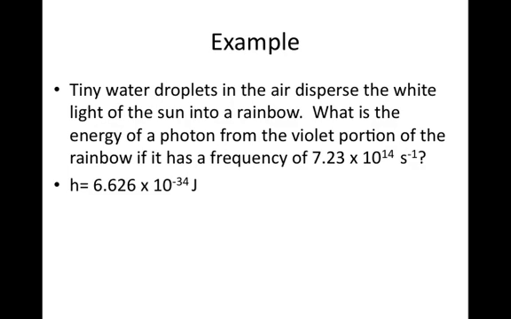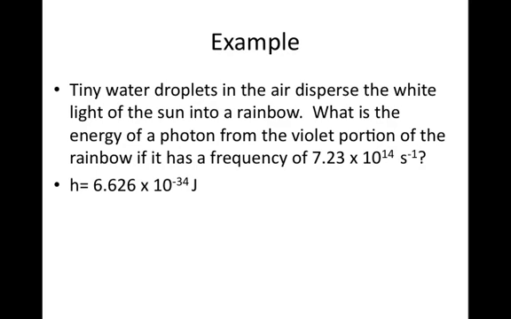So, in an example, tiny water droplets in the air disperse the white light of the sun into a rainbow. What is the energy of a photon from the violet portion of the rainbow if it has a frequency of 7.23 times 10 to the 14th hertz, or seconds to the negative 1, or 1 over seconds? Remember, h equals 6.626 times 10 to the negative 34th joules. I'll let you do the equation. Since it's E equals hv, I'm looking for E. I have h. I have v.